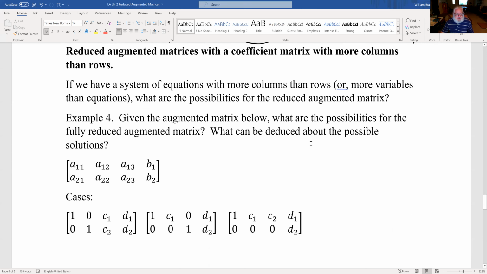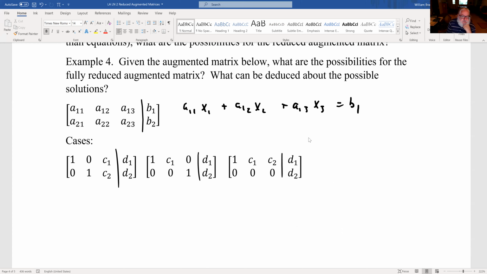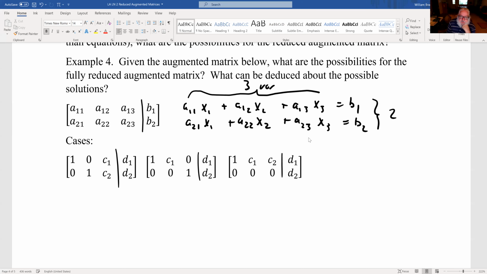More columns than rows, then what's the possibility? So if we have this, it corresponds to the set of equations. We get a11 x1 plus a12 x2 plus a13 x3 equals b1. Part of linear algebra is looking at a matrix and saying, okay, I can understand what set of equations that corresponds to. And so a little bit of practice and writing it down is not unwarranted. So I've got 3 variables and 2 equations.